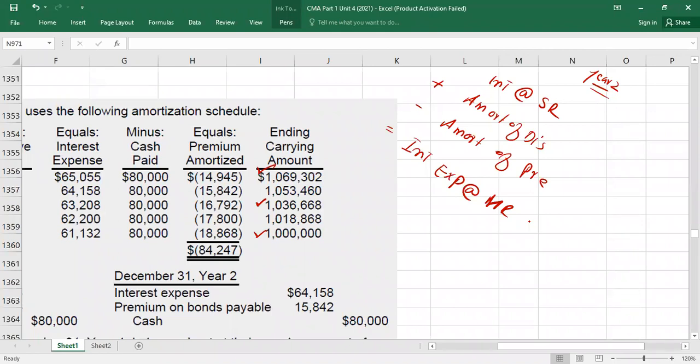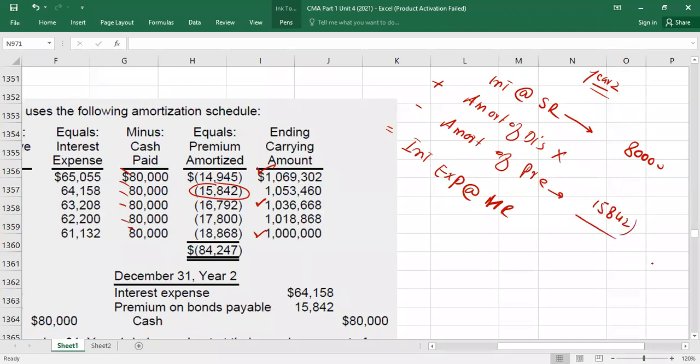Premium, not discount here. So that's why my interest at stated rate was how much? 80,000 yearly. So see, actual interest paid. Right? Now what is amortization of discount? I'm not dealing with that. What is amortization of premium in year 2? This is year 2. This is amortization of premium. How much?